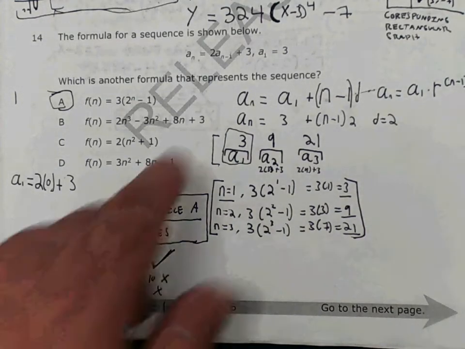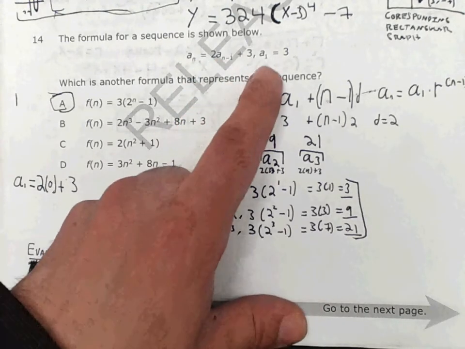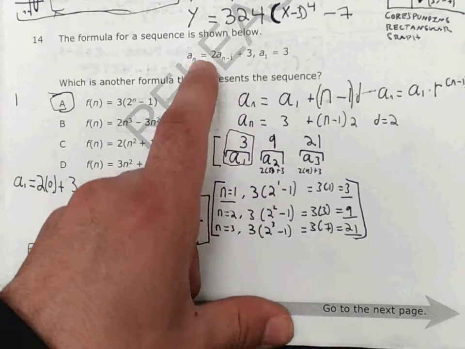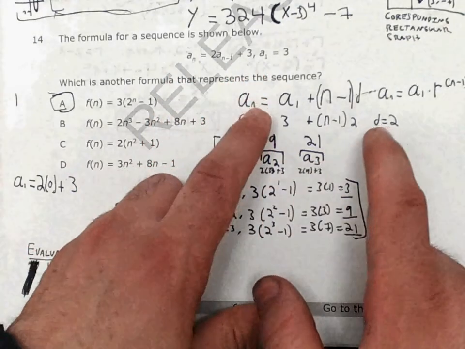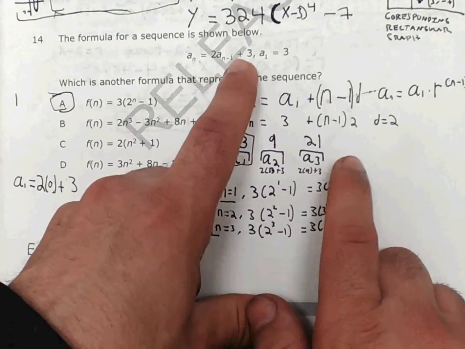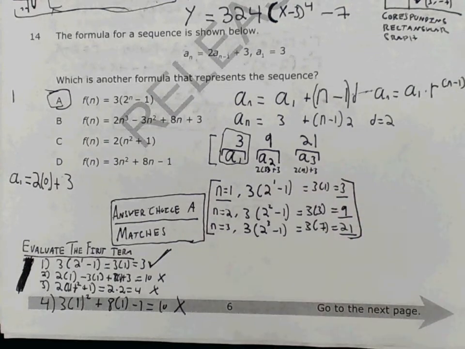So actually looking at the sequence, a_n is equal to 2 times a_(n-1) plus 3. a_1 is 3. a_2 is 2 times the previous term. So 2 times 3 is 6, plus 3 is 9. a_3 is 2 times the previous term, 9, plus 3 is 21, because 9 times 2 is 18, 18 plus 3 is 21. a_4, do it in my head, it's going to be 21 times 2, which is 42, plus 3, which is going to be 45.